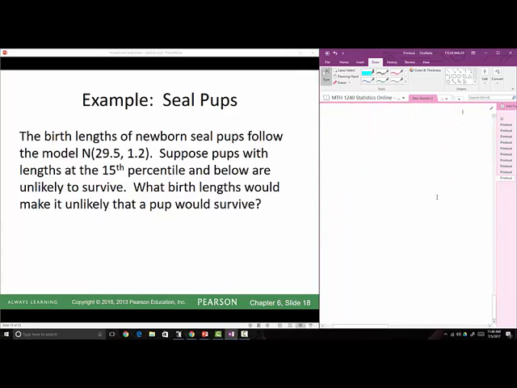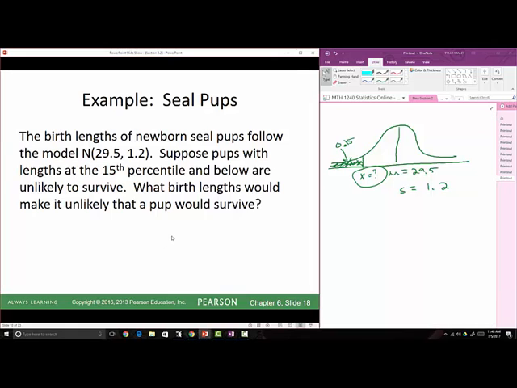Let me go down here. In other words, here's my normal distribution. I know the mean here is 29.5, and the standard deviation is 1.2. I know there's some area out here that's 15%, so this p-value is 0.15. I know this information. I want to find the corresponding x value. So we're kind of going backwards. Let me show you how to do that.